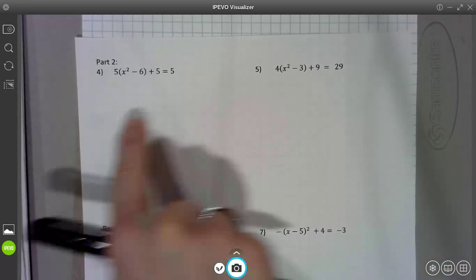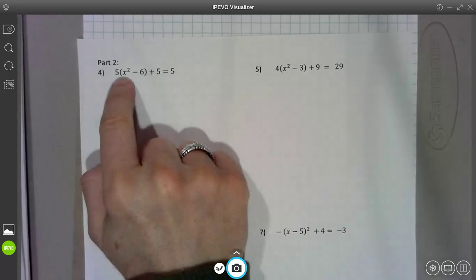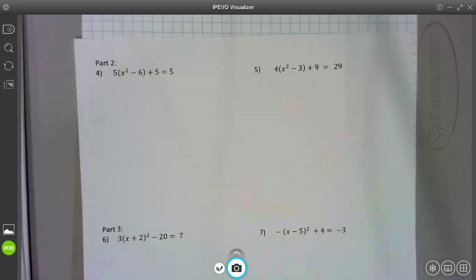So now, guys, if you look at part 2, look at these two equations. The only difference from before is now that x squared that you're trying to get by itself, it's just stuck inside a parenthesis. So we're going to have to get it out of the parentheses in order to get to it. So let me show you the easiest way to do that.